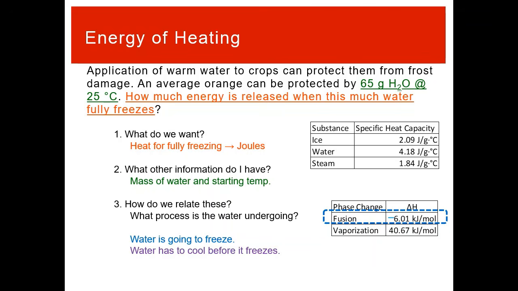And then the water has to cool before it can freeze. So I need to use the specific heat capacity of liquid water to see how much energy I have to take out in order to get from 25 degrees Celsius down to whatever the freezing point is, right? Water doesn't freeze at 25 degrees Celsius, so I have to cool off this water. This water is going to release heat into the oranges before it gets down to 0 degrees Celsius.